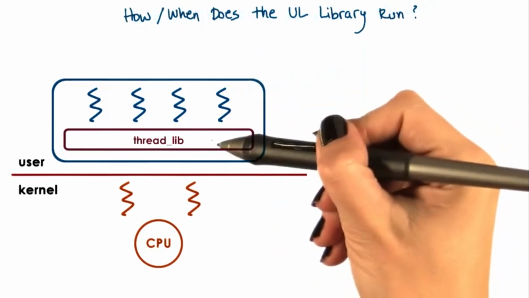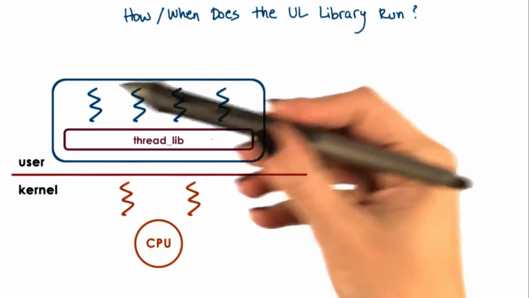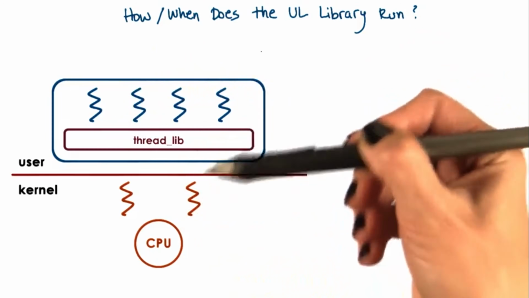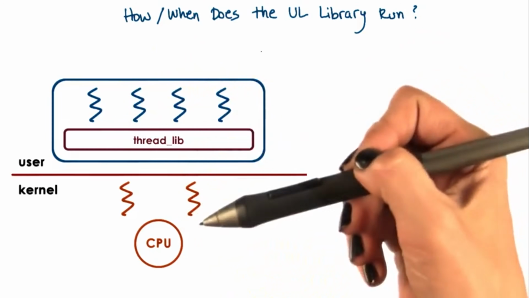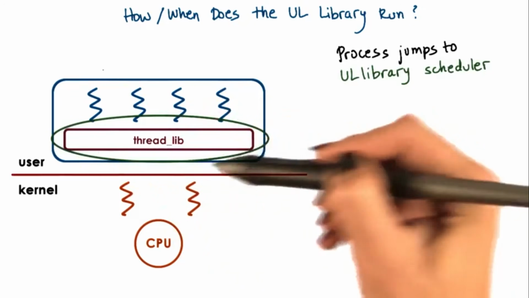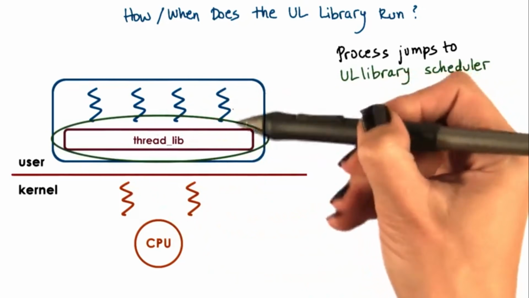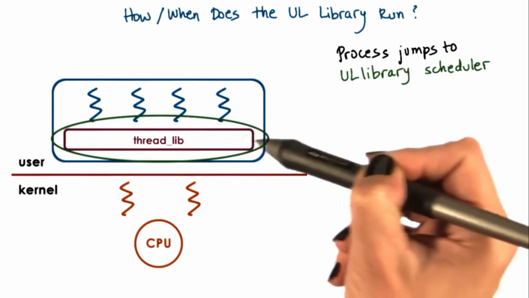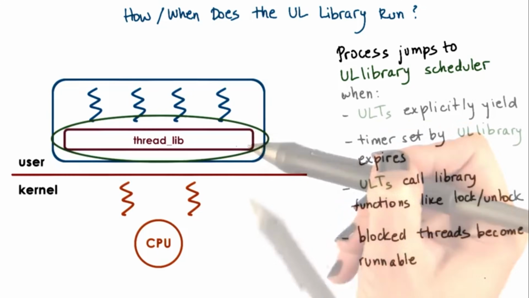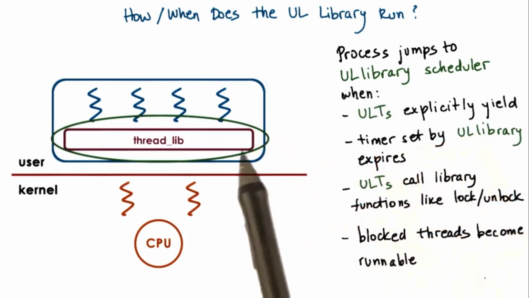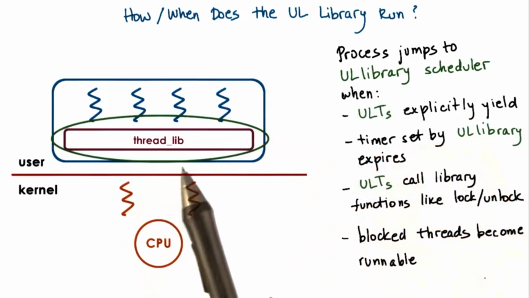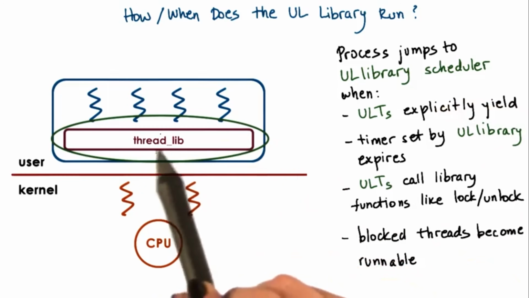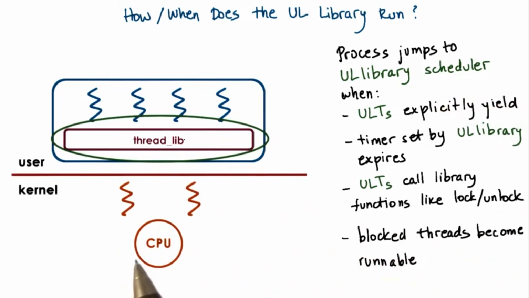Since the user-level library plays such an important role in how the user-level threads are managed, we need to understand exactly when it gets involved in the execution loop. The user-level library is part of the user process, part of its address space, and occasionally the execution jumps to the appropriate program counter in this address space. There are multiple reasons why control should be passed to the user-level library scheduler. A user-level thread may explicitly yield. A timer that's set by the user-level threading library may expire.